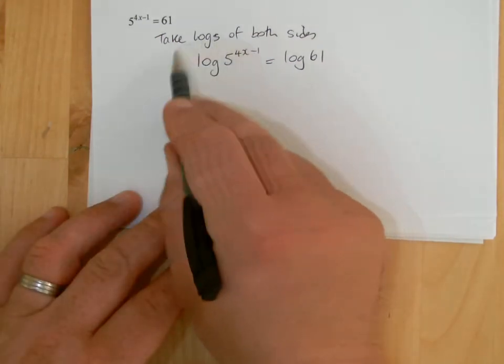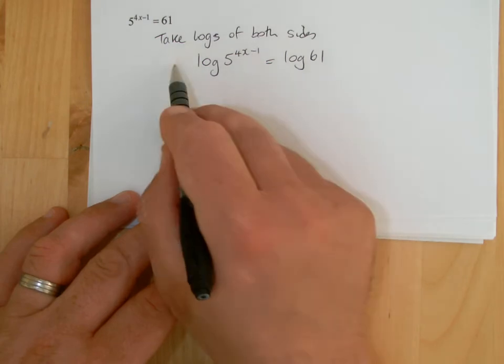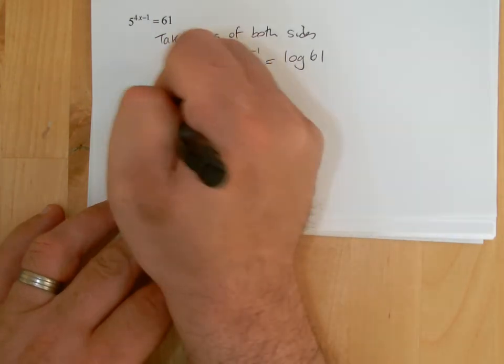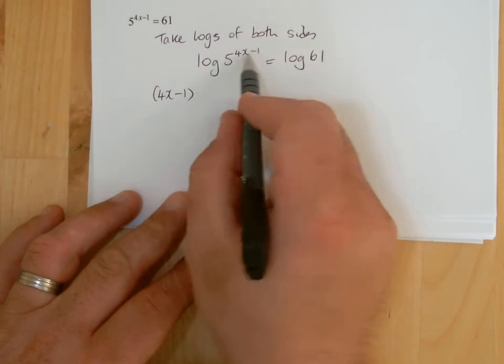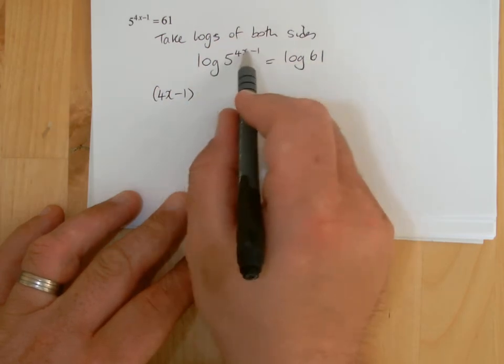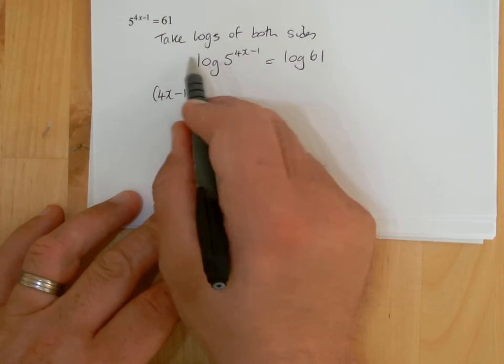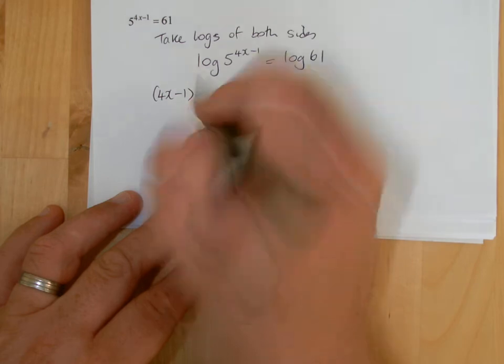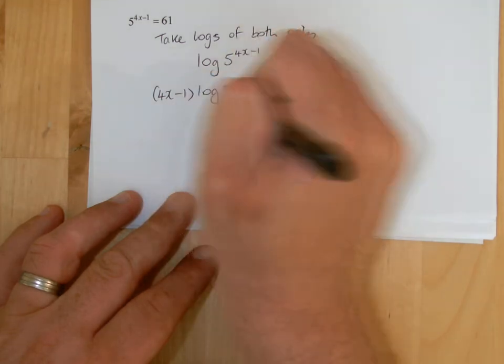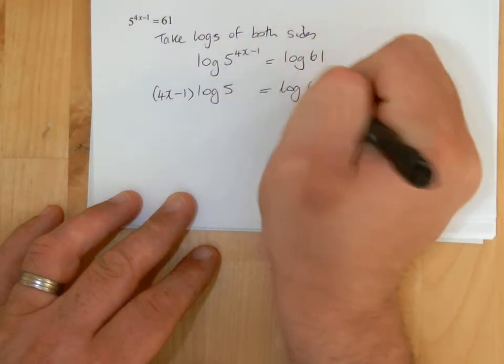Now, we've got that power there. We need to bring that power down. So bring the whole thing down and put it in front. That is the power law. Put it in a bracket, because remember the power law: if the power is k, you bring it down and it'll be k log, so you've got to times them. If the power is that, bring it down, you've got to times it. So put it in a bracket, log of 5 equals log 61.